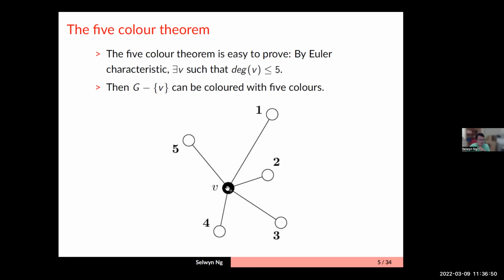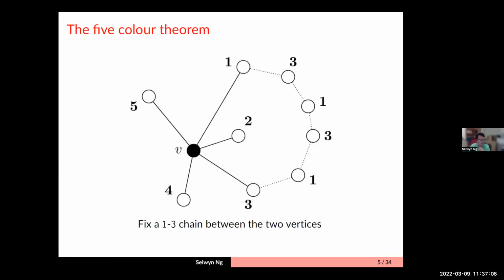And what you do is you take such a vertex and remove it from the graph, and then by induction you can color the remaining vertices, which are depicted in white, with 5 colors, as well as the rest of the graph, of course. And now what you do is you add it back, and you say, okay, so I can color the 5 neighbors of vertex V with 5 colors, but how do I color V using only 5 colors?